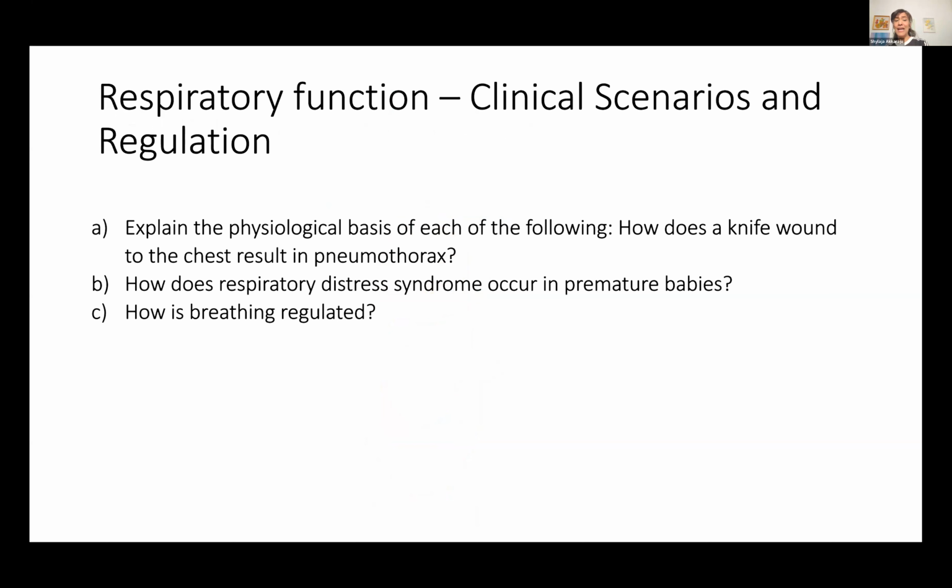For example, they explain what is the physiological basis, how does a knife wound to the chest result in a pneumothorax. So they have to tell me that. Or respiratory distress syndrome in premature babies.